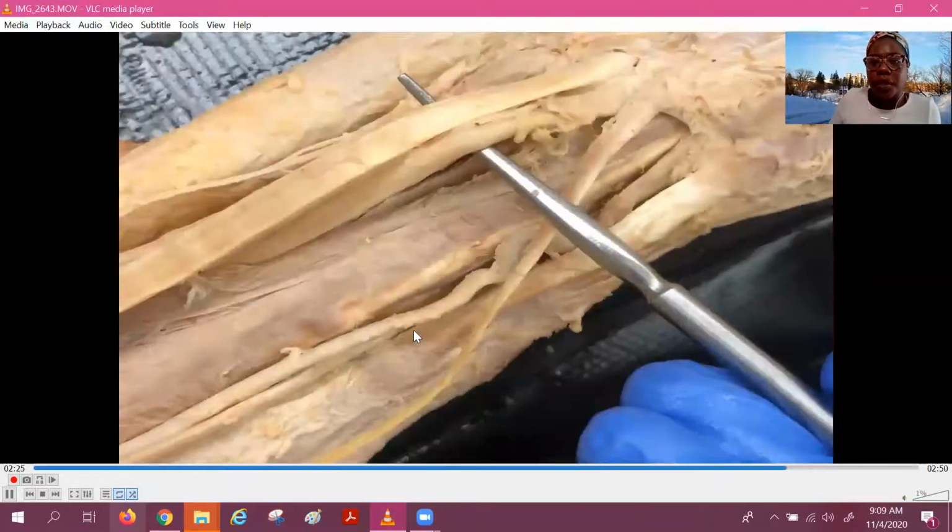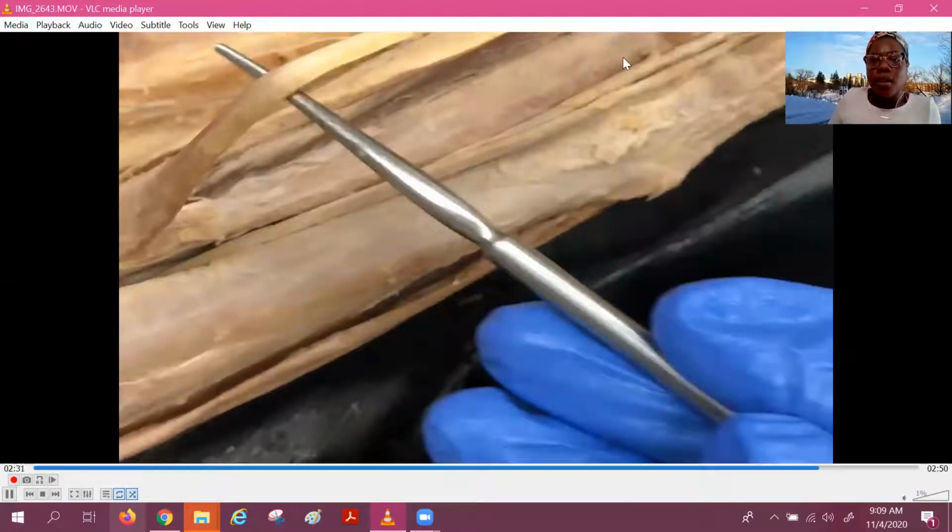Here's the median nerve right along the center of the forearm and wrist here. That's the median nerve. Here we've got the radial nerve and artery on the radial side. And then here will be the ulnar nerve and artery on the ulnar side. And here's what a tendon looks like from a nerve. And here we can see the ulnar structure.